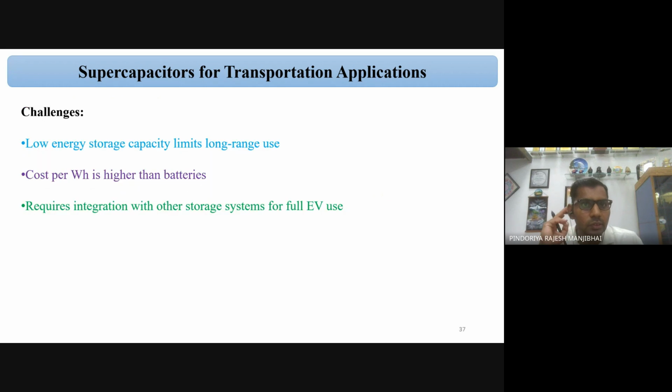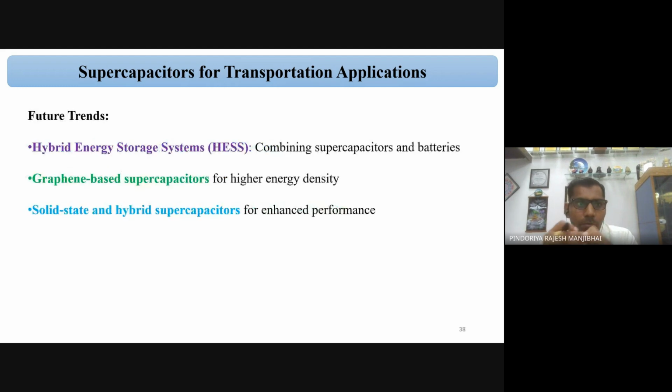So, challenges for the supercapacitor: low energy storage capacity limits long range use. Cost per watt hour is higher than the batteries, and it requires integration with other storage systems for full EV use, because the supercapacitor discharges quickly. Okay, so integration with other energy storage is required. So maybe we can club the battery and the supercapacitor. So these are the challenges for the supercapacitor.